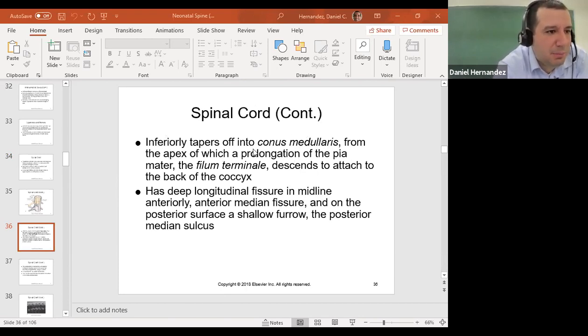So inferiorly, it tapers into the conus medullaris, from the apex of which there's a prolongation of pia mater called the filum terminale, which descends to attach to the back of the coccyx. It has a deep, long fissure in the midline anteriorly, the anterior median fissure, and on the posterior surface, a shallow furrow, the posterior median sulcus.